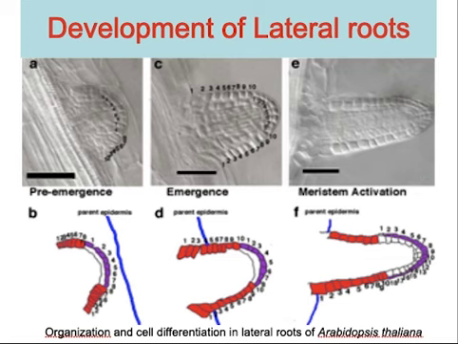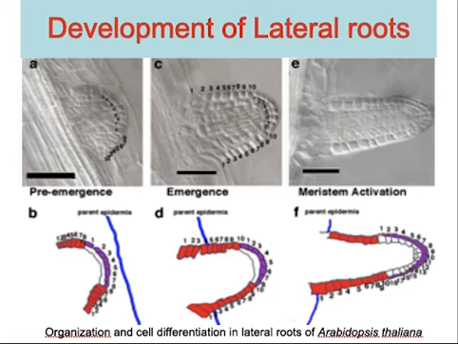And let's look at how the lateral roots develop from the taproot system. So the lateral root primordia arise from pericycle cells opposite the xylem pole at some distance from the primary root meristem. So this one is the pericycle cell, and the lateral root actually emerges or grows out from the pericycle cell.